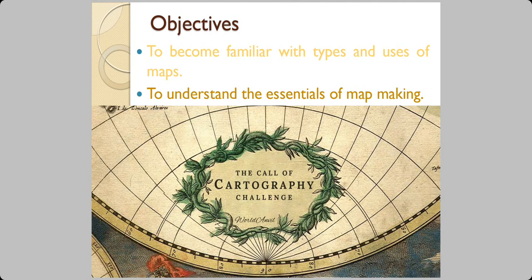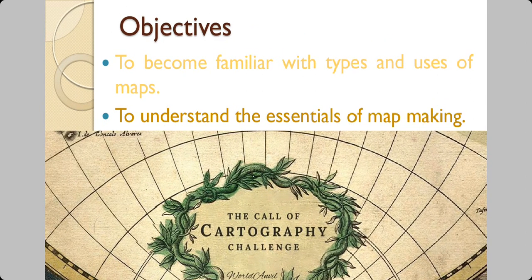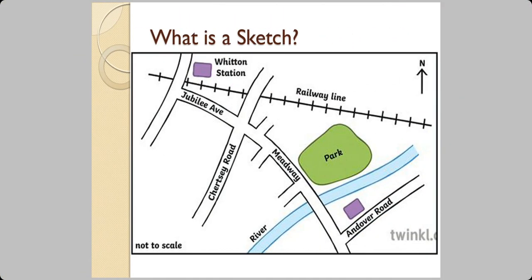Now, the art and science and technology of making map is known as cartography. Just note that it is both art and it's a science also, and it's a technology also. It's a combination of all these three. Now, the objective in this chapter I've already told you is to become familiar with the types and uses of maps and to understand the essentials of map making.